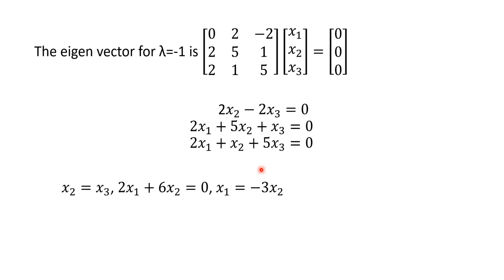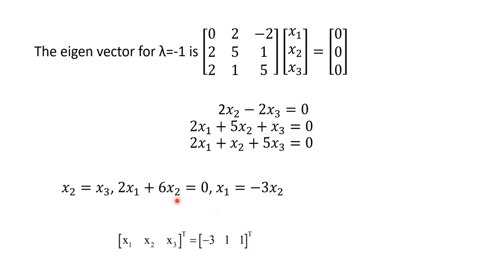The first equation is 2x2 minus 2x3 is equal to 0. That is x2 equal to x3. So the values of x2 and x3 are same. We substitute x3 equal to x2 in the second equation. We have 2x1 plus 5x2 plus x2, that is 2x1 plus 6x2 equal to 0.